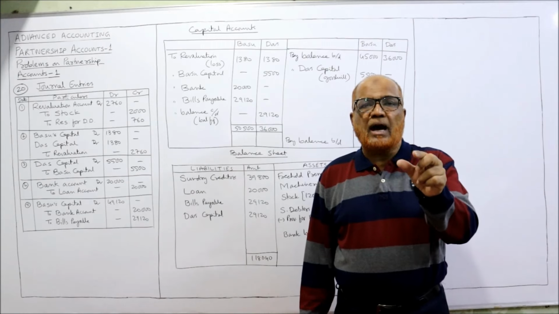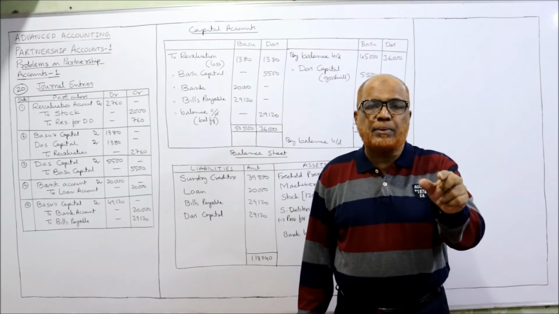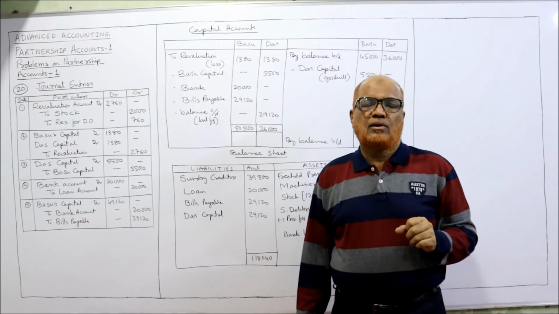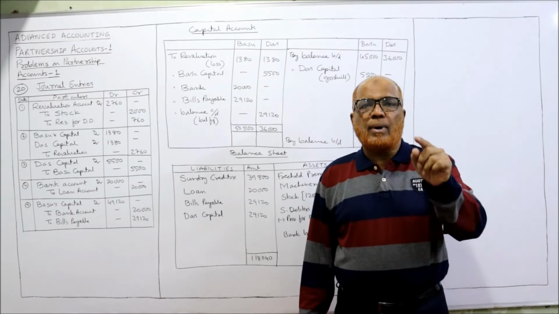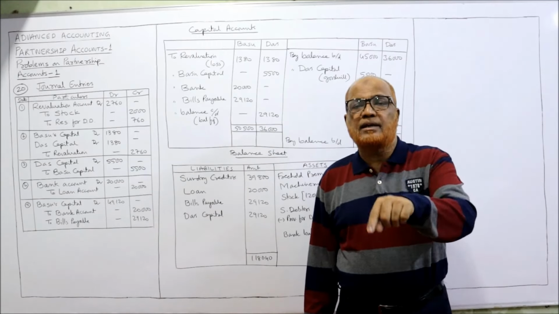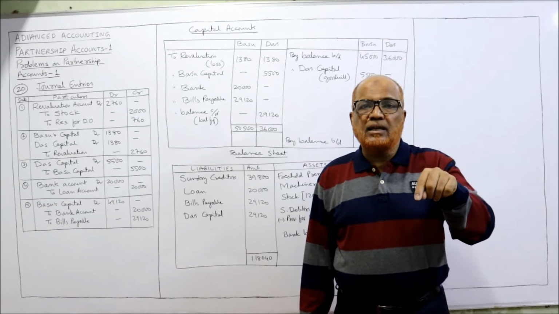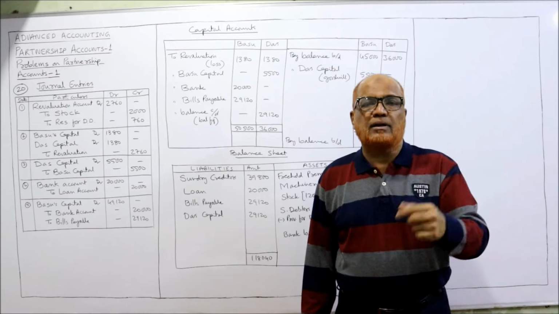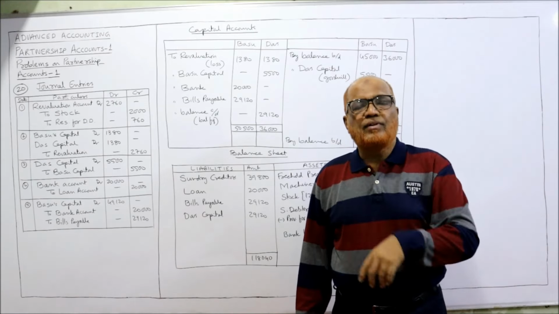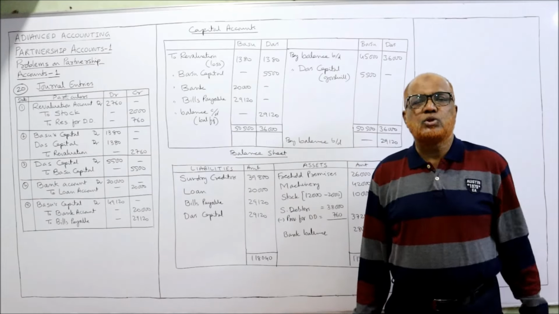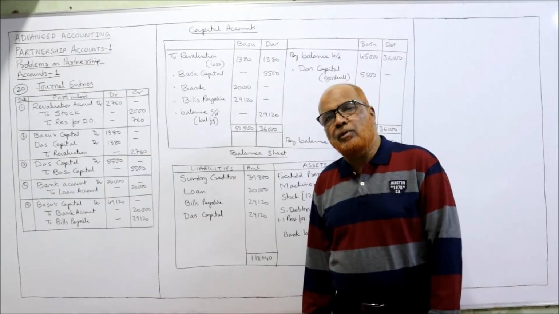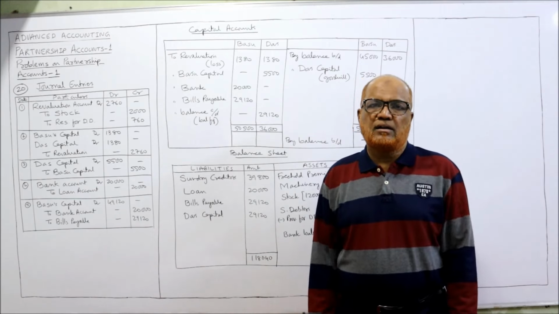The goodwill should be adjusted in the capital accounts. For example, in our case, Basu is the retiring partner. Basu's capital should be credited and the continuing partner should be debited. Note down this point. Whenever I explain some important points, always keep a notebook ready. Jot it down. Then only you will be able to remember, otherwise you'll forget it.